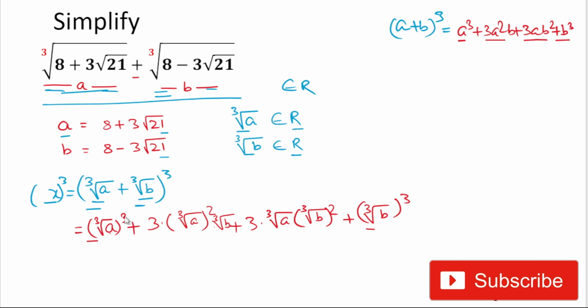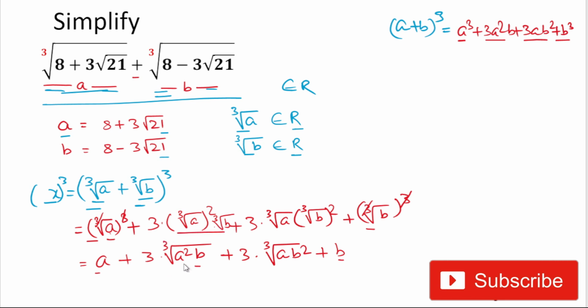Now we'll simplify this. Here cube root and cube get cancelled. Likewise here also cube and cube root get cancelled. In this step we have simplified and grouped it together, meaning we have written a here, and a square and cube root b in one term. Now the cube root of a square b we can write as a times a and b, so it is the multiplication ab. Likewise here also we'll write b square as b times b, so here again we have a times b.